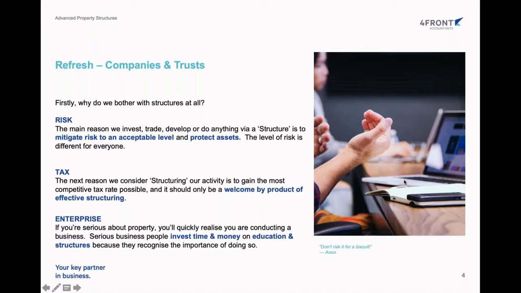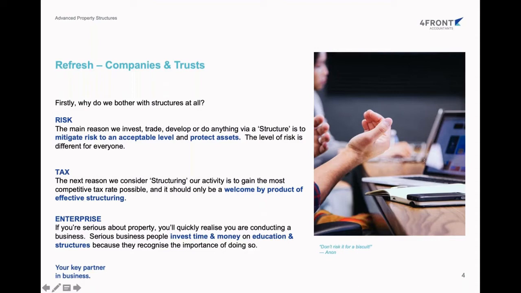Okay, so firstly, let's have a quick refresh on why we use structures at all. The main reason we use structures in any sort of enterprise, whether we're investing, trading, developing, buying, selling, whatever we're doing, is to mitigate risk to an acceptable level and protect assets. So that's the main reason why we do anything.